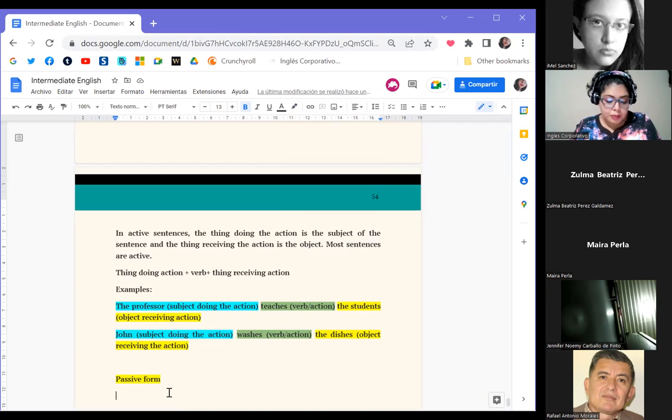You can use the passive form if you think that the thing receiving the action is more important or should be emphasized. You can also use the passive form if you do not know who is doing the action, or if you do not want to mention who is doing the action.